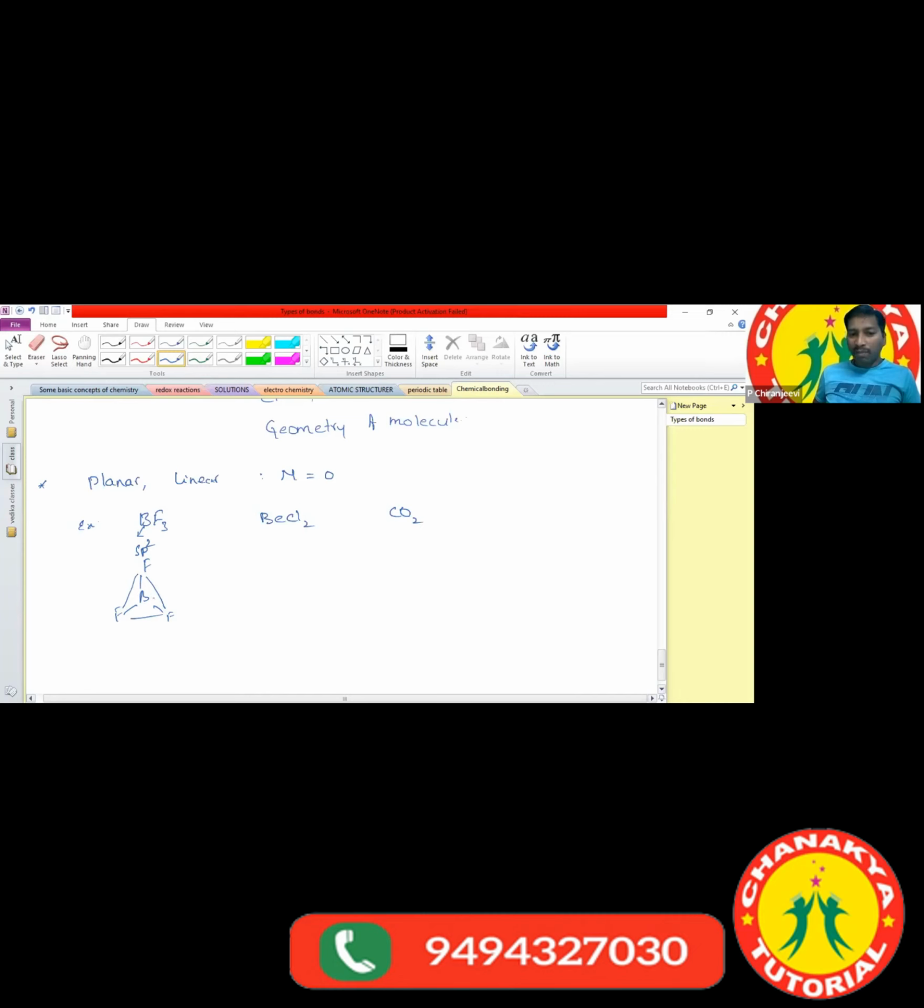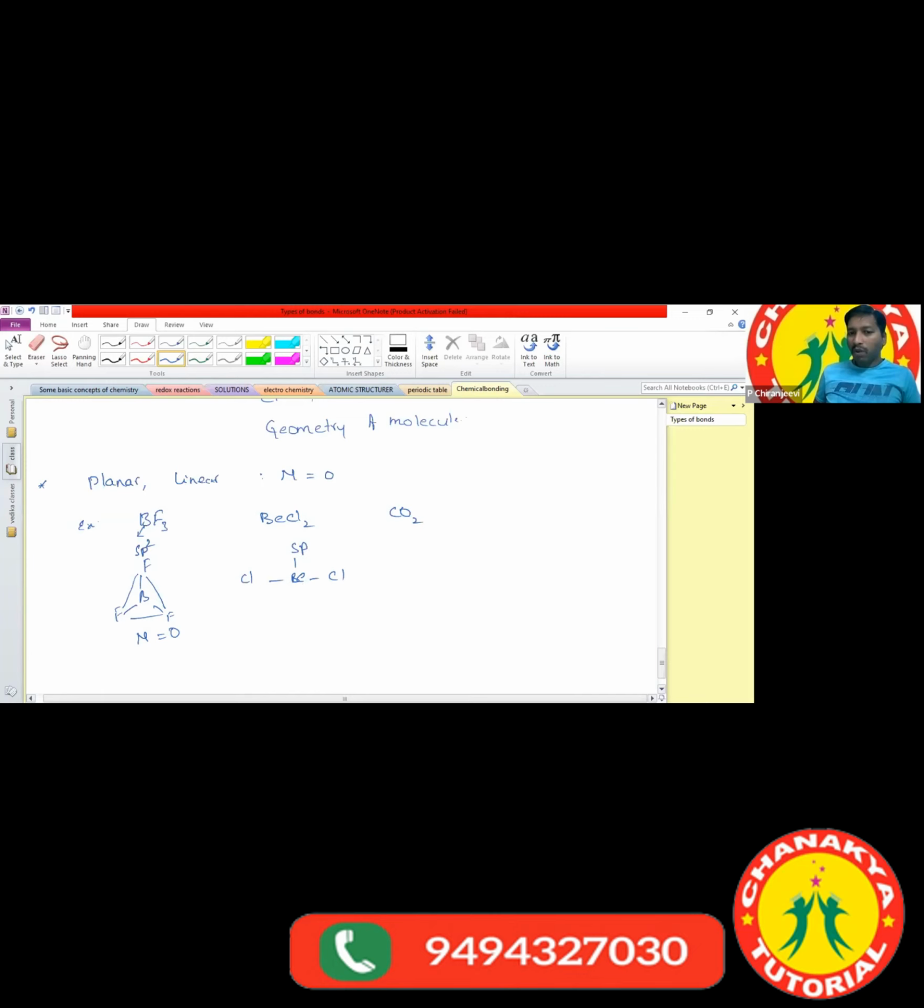Whenever it is having the planar structure, what about the dipole moment? The dipole moment becomes 0. And BeCl2, beryllium chloride. What is the structure of beryllium chloride? It has a linear structure. What is the hybridization? sp hybridization. Whenever they have sp hybridization, they exhibit a linear structure.